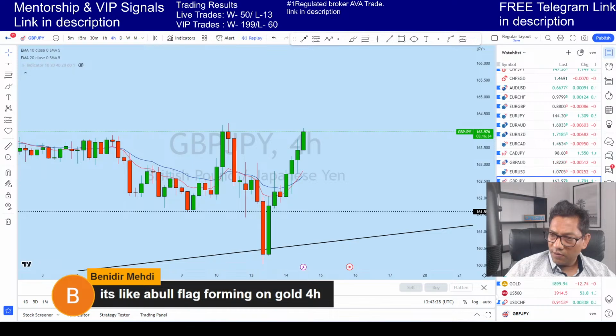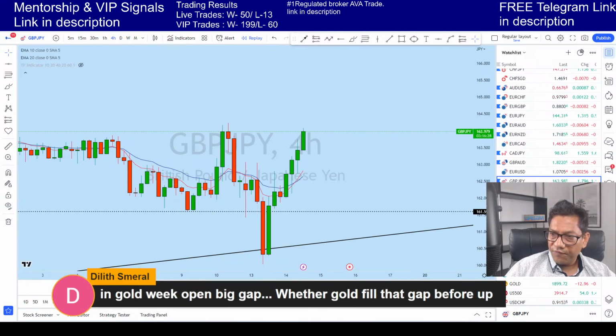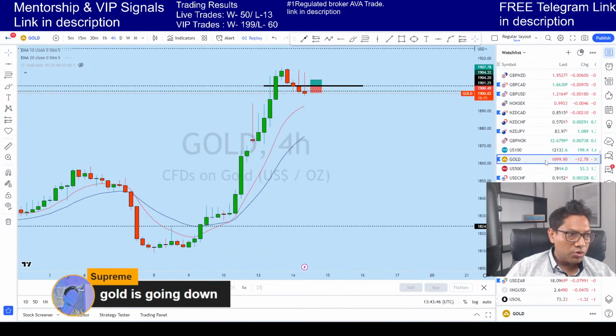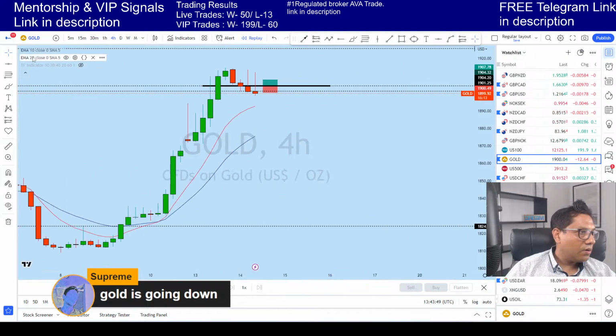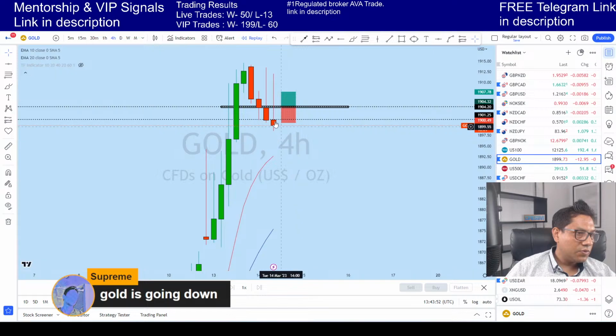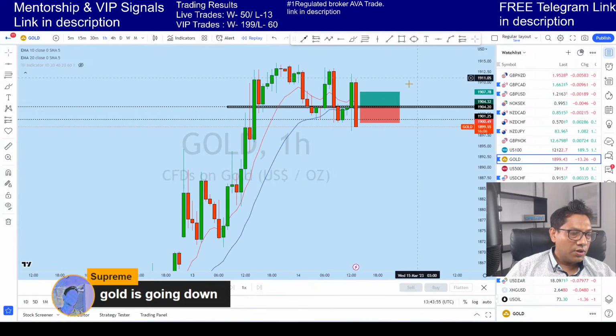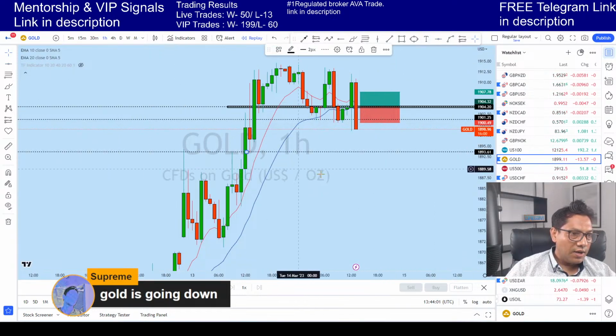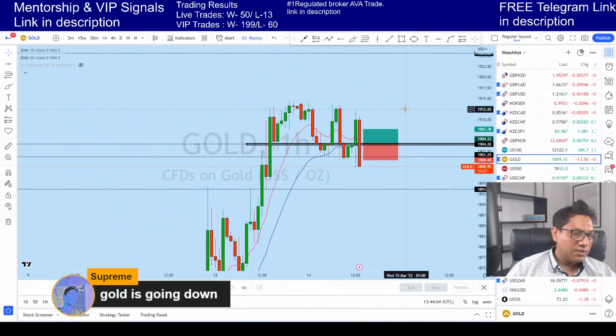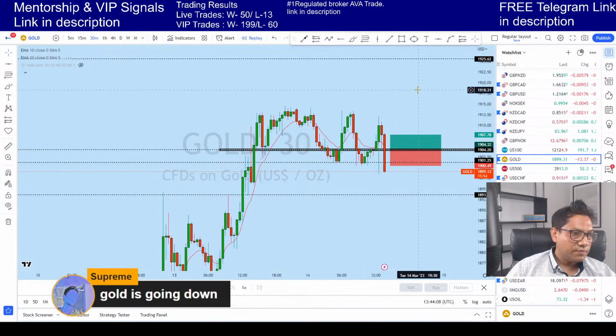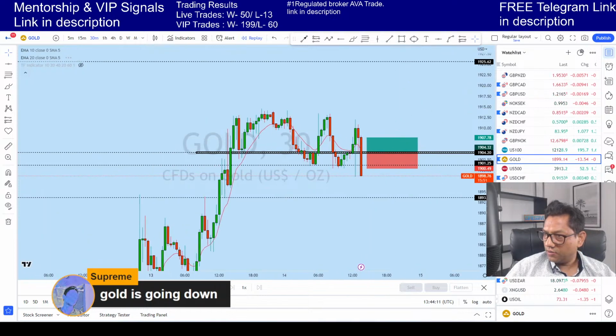In gold, did it open a big gap? Whether gold fills that gap? So gold, in fact, filled that gap. We saw that there's a filling of the gap on gold. Thanks for that. Gold, okay, so it's coming down. Let's see how it does. Okay, so if it breaks that low, then there is another level to look at here, at 1893. Let's see how it does. We'll keep watching the chart.